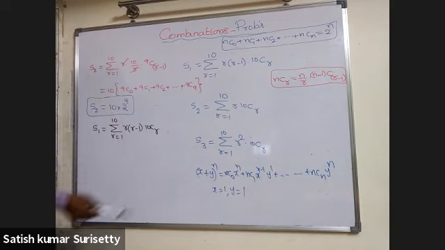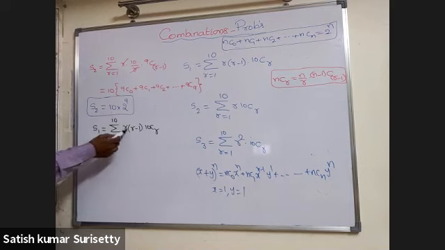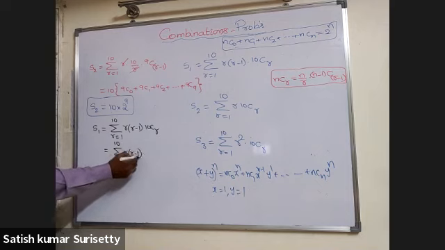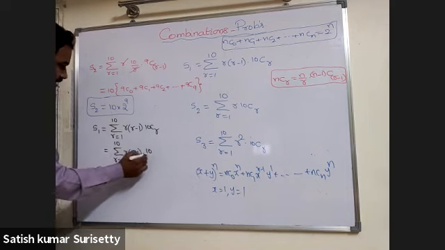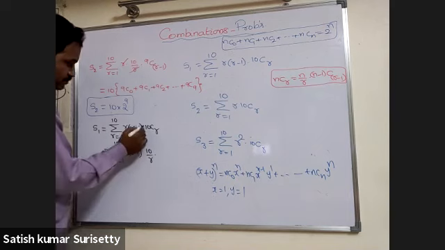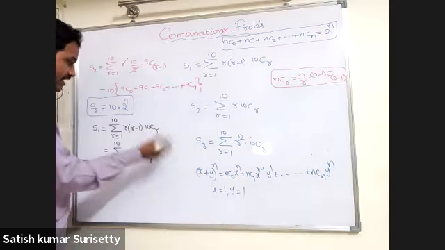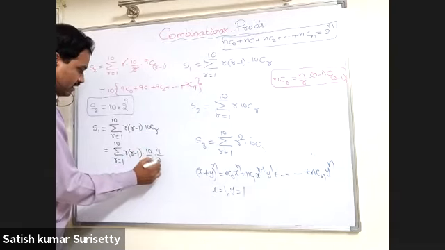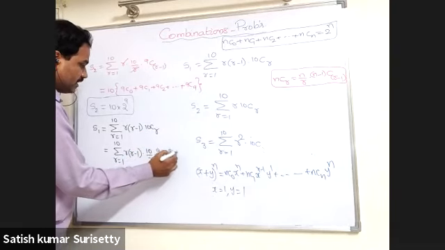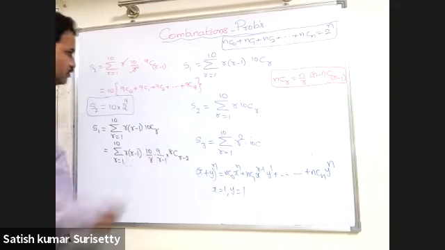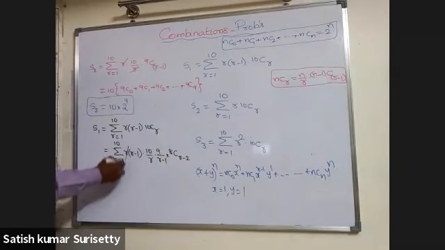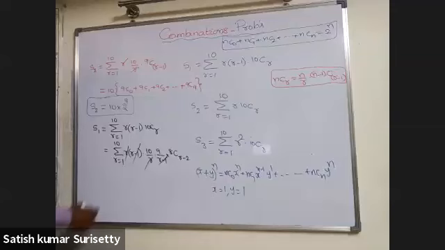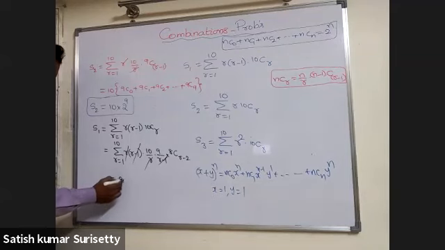Exactly in the same manner we can do it for S1 also. S1 is sigma r equal to 1 to 10 r into r minus 1 into 10Cr. Now 10Cr I can write as 10 by r into 9C(r minus 1). Again apply the same formula: 9 by (r minus 1) into 8C(r minus 2). Now r gets cancelled, r minus 1 also gets cancelled. So 10 into 9, 90, comes outside.